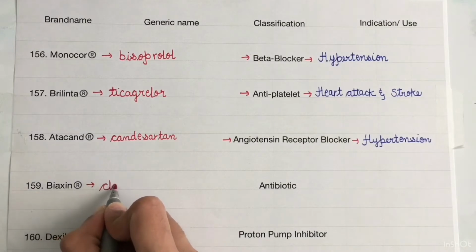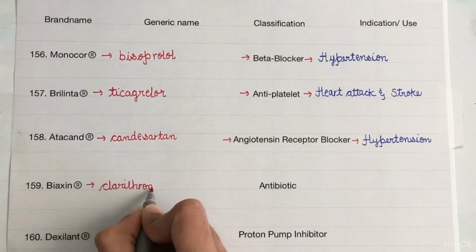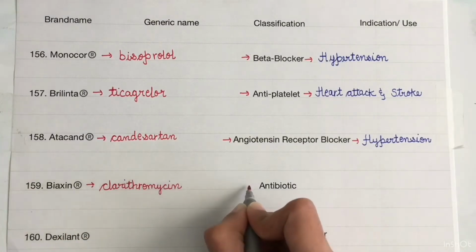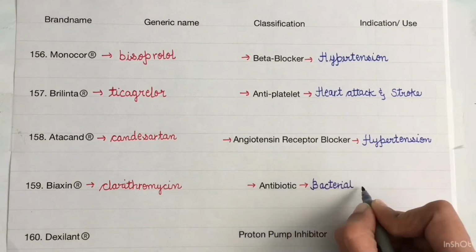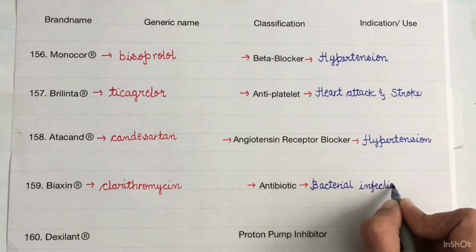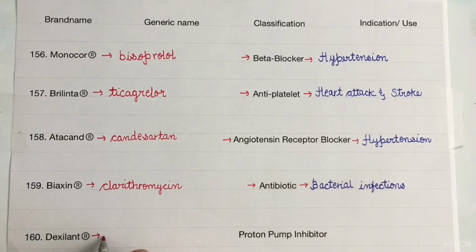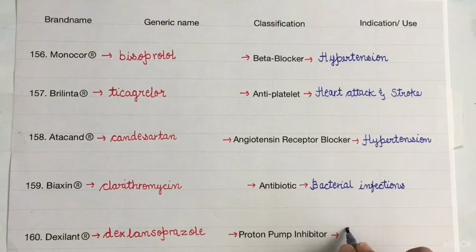159 is Biaxin. Its generic is clarithromycin. Its class is antibiotic, and it's used for bacterial infections. 160 is Dexilant. Its generic is dexlansoprazole. Its class is proton pump inhibitor, and it's used for gastroesophageal reflux disorder or acid reflux.